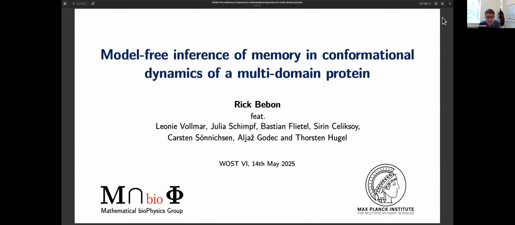And our first speaker, we stay in Göttingen, will be Rick Bebon. So the stage is yours. Can you see my slide? Yes, perfectly. So thank you very much for the introduction and also for organizing this very nice workshop.